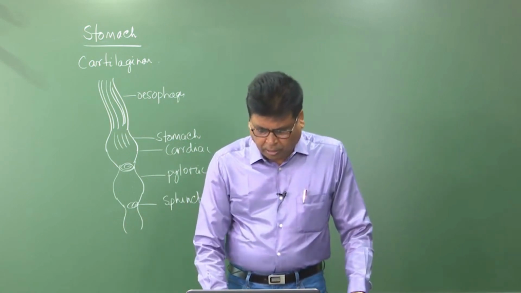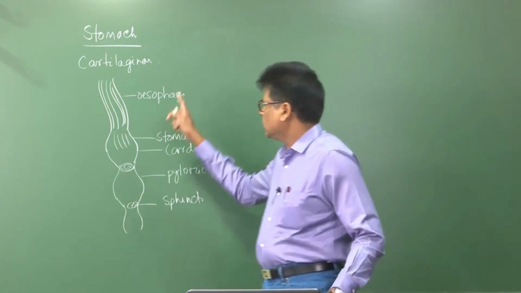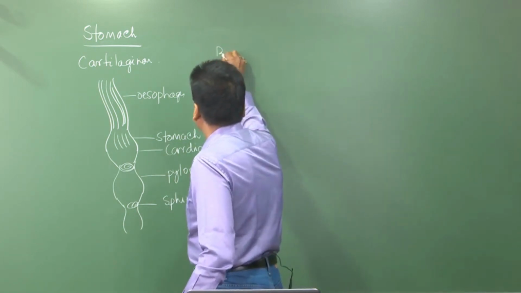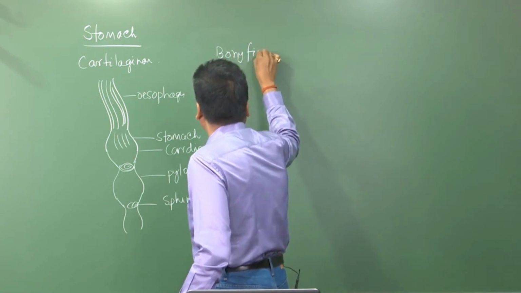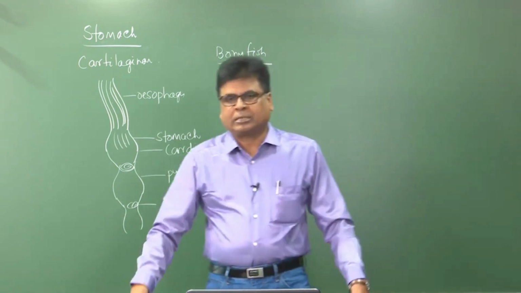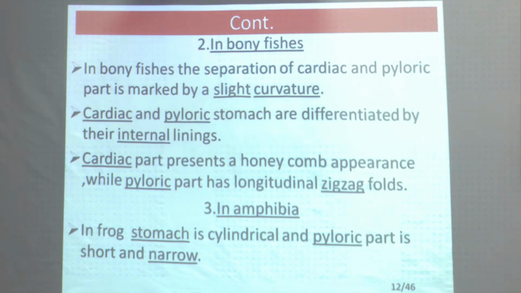Okay. So now come to the next point, the stomach in bony fishes. So this is all about the stomach in what? Cartilaginous fish. Now we shall discuss the stomach of bony fish. So this is the osteichthyes, that is the common, for example, Labeo rohita like fishes. So in bony fishes, the separation of the cardiac and pyloric part is marked by a slight curvature.